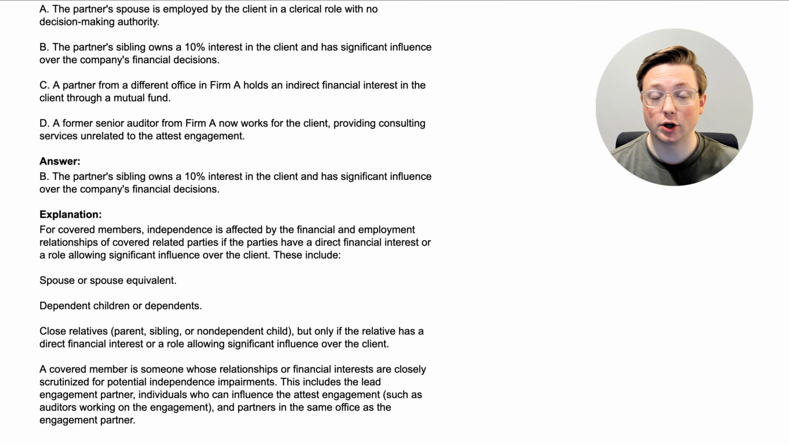So because the partner has a sibling that has a large amount of interest and has significant influence over the company's financial decisions, that would impair independence because they have a close relative that has significant influence over the company.